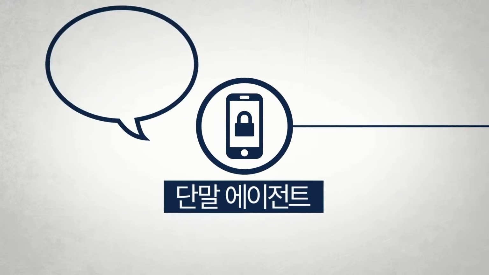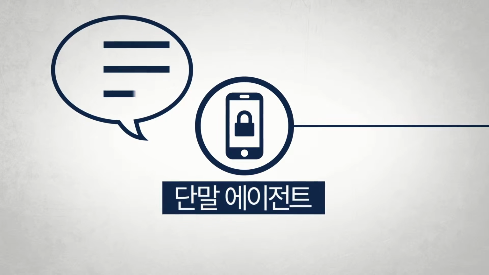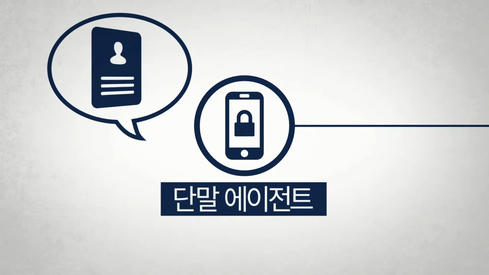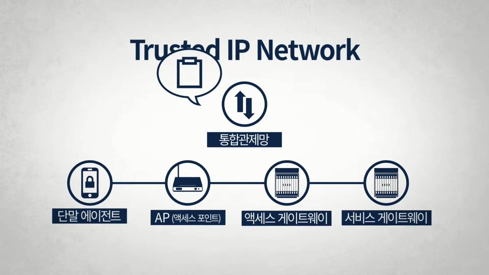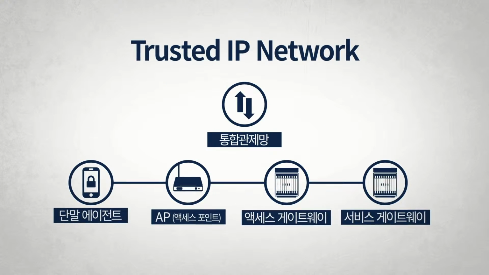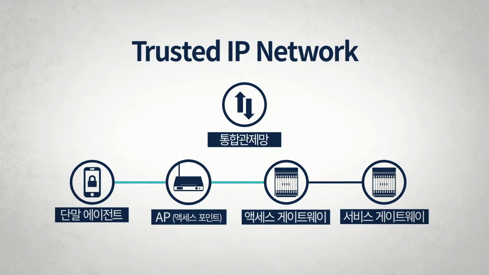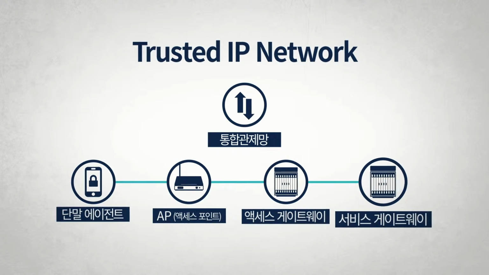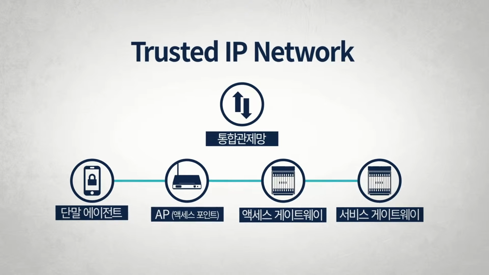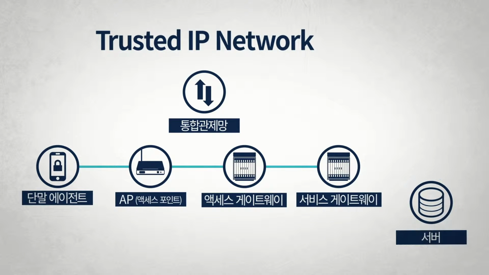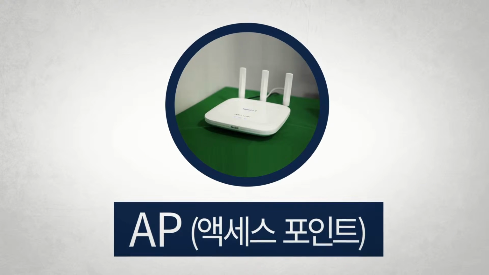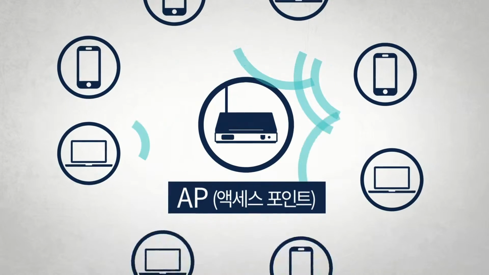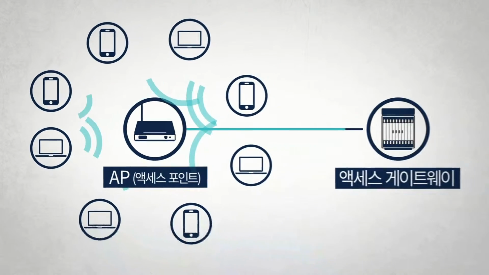The terminal agent possesses an authentication function to prove that the terminal is normal. Also, after authentication, the agent requests the formation of a single transmission tunnel from each agent to the service gateway, which is used as the one and only transmission route. AP, or the access point, concentrates smart devices and connects them to the access gateway.